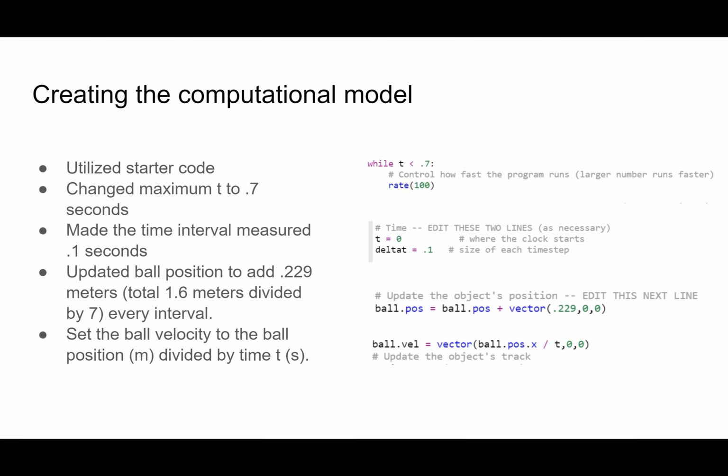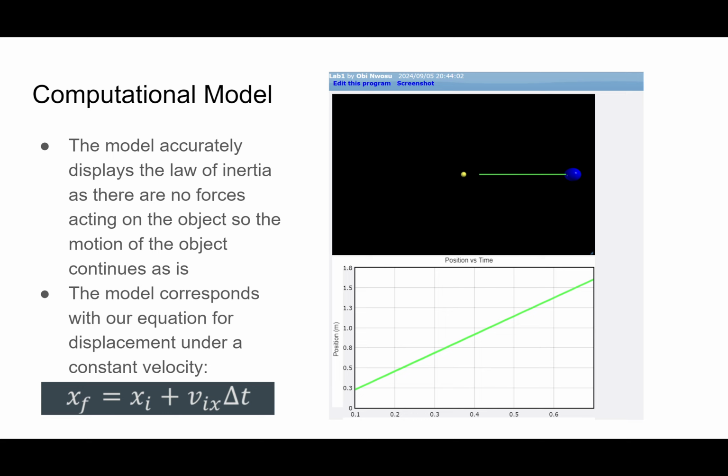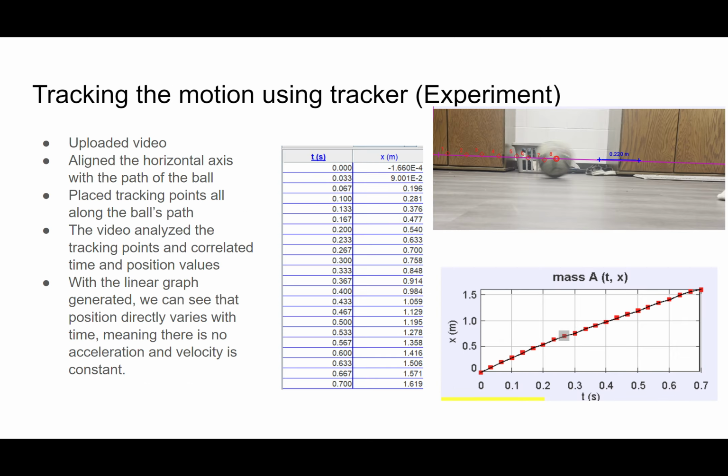Creating a computational model, basically I use the starter code. I changed the maximum time to 0.7 seconds, as that is the total duration of the ball's movement. And I assigned a time interval to 0.1 seconds where the ball is updated every 0.1 seconds and the ball moves an additional 0.229 meters every second. This computational model is going to be a great basis of the motion described by the laws of physics with this equation, and the law of inertia accurately describes this motion as there are no forces acting on the object.